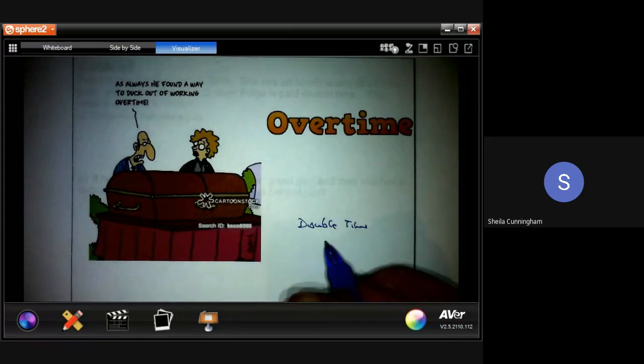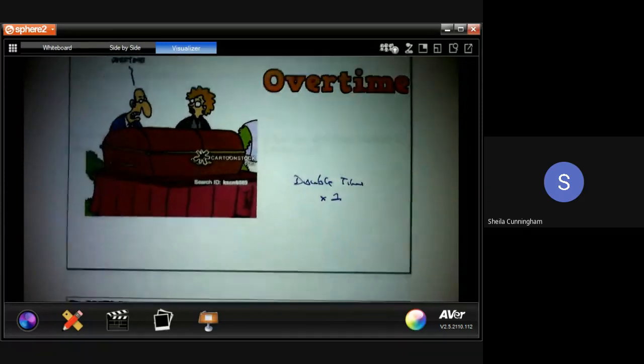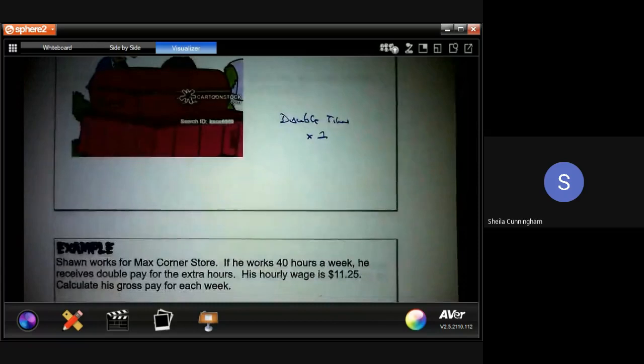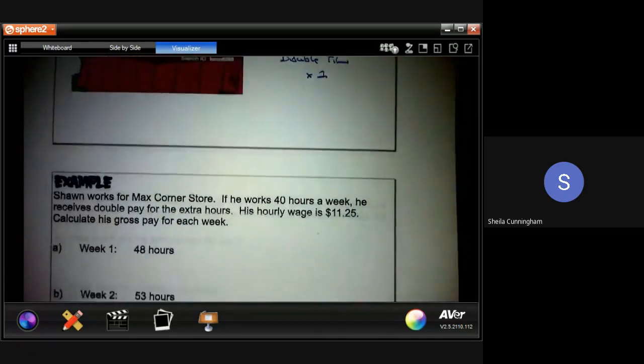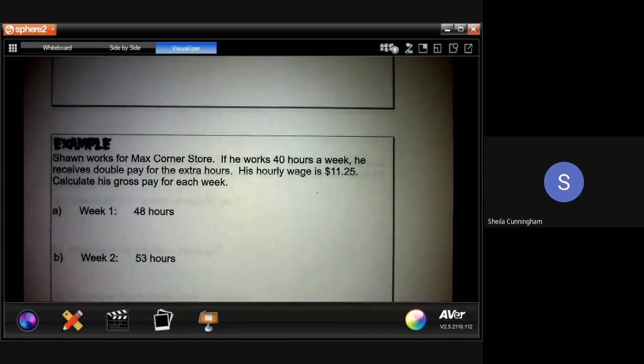So double just means that we're going to take our hourly wage and multiply it by 2. Whenever you're asked to find overtime at a rate of double time, you're taking your hourly wage and timesing it by 2 for any of the hours to find your overtime rate.